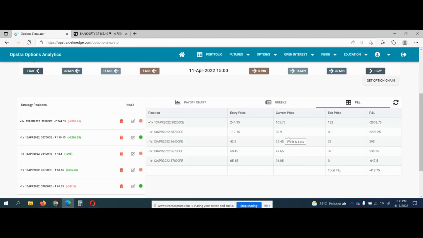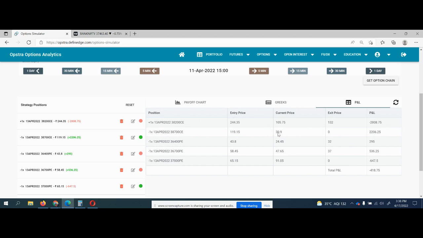So now we have to do the adjustments, because if we hold this trade overnight, this premium is only 30 and this premium is 90, 91. So delta would differ, and if there is a huge gap up or gap down, you will end up seeing losses, right? So best time for us to do the adjustments.